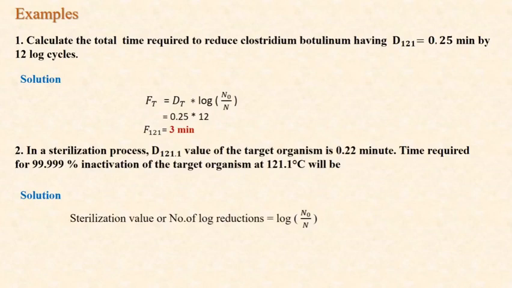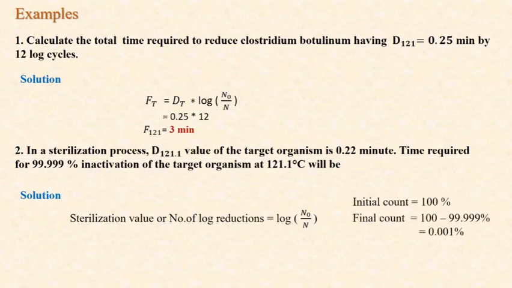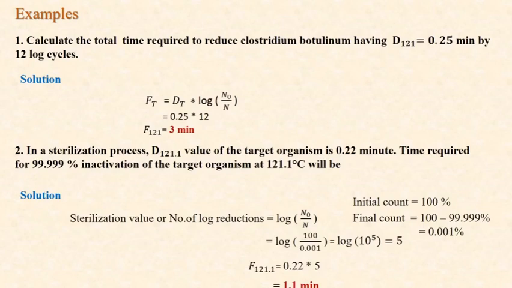So we know that the initial concentration is 100%. So the final concentration will be 100 minus 99.999%. So substitute in the formula. So we will get 5 log reductions. Now substitute this log reduction value in the F-value formula. We know the D-value is 0.22 minute. So by substituting these values, we will get F-value as 1.1 minute.